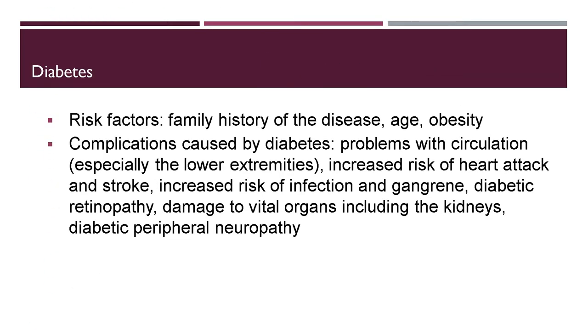More on diabetes. Some people are predisposed to diabetes because of risk factors such as a positive family history of the disease. Type 2 is common in the elderly, so age alone is a risk factor, as is obesity because of the increased demand for the pancreas to produce insulin. Complications that are caused by the disease are hypoglycemia, diabetic ketoacidosis, or DKA.